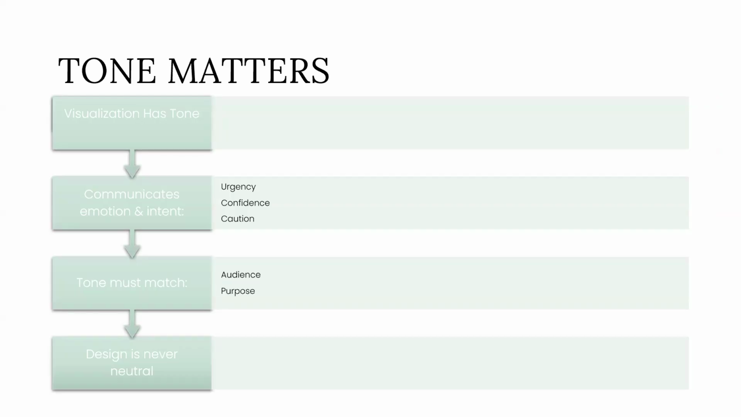Communication always carries emotional and psychological signals. Tone shapes how messages are perceived before they're cognitively processed. Seriousness, urgency, celebration, caution, confidence, and empathy are all communicated visually through structure, language, and design choices. Tone must also be intentional. It must align with purpose and audience. A mismatch between tone and message creates confusion and resistance.